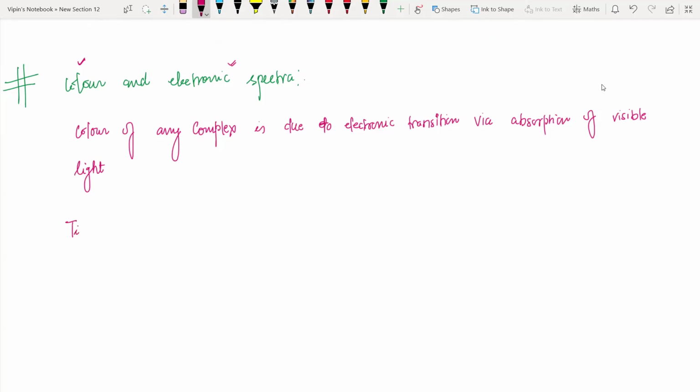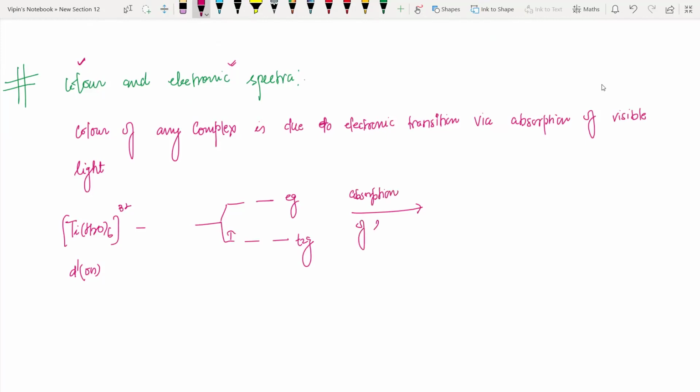For example, if we have a complex Ti(H2O)6 3+ and it has a d1 configuration. This is a d1 octahedral system, and there is one electron. This is the t2g set, this is the eg set, right? And this complex absorbs light. On absorption of light, there will be excitation of the electron from the t2g set to the eg set like this.